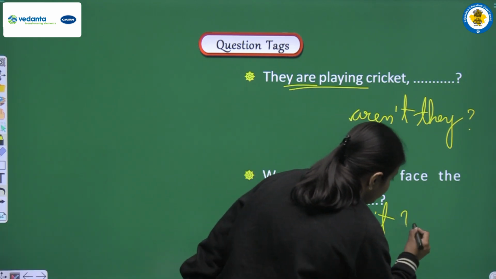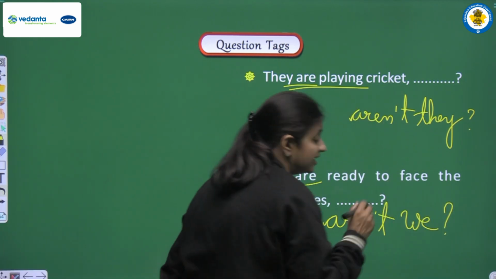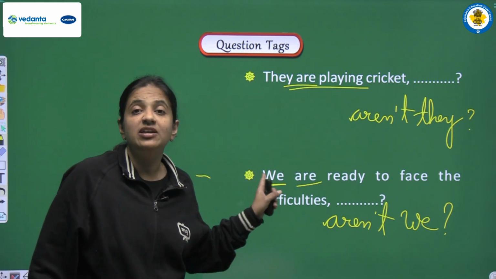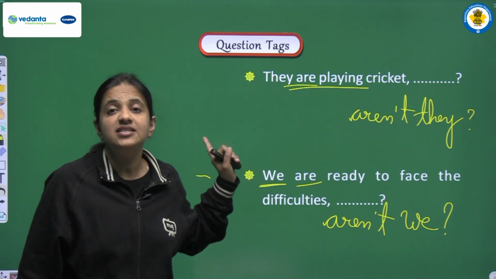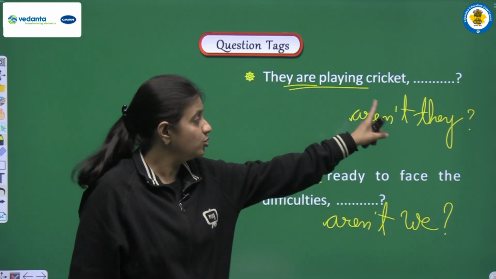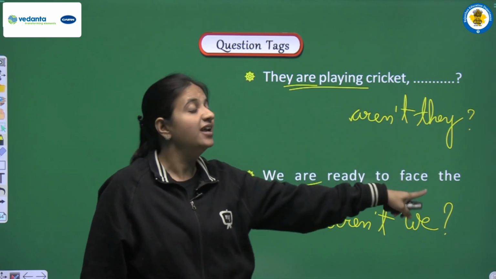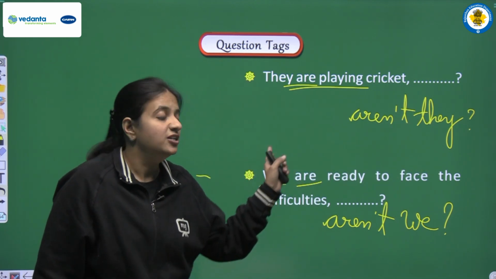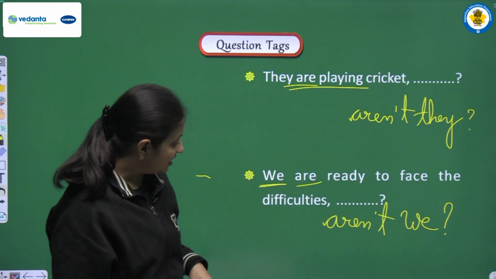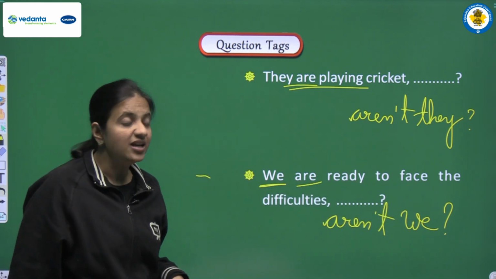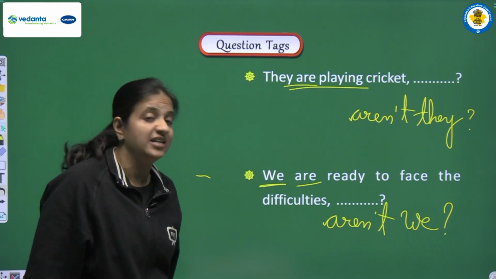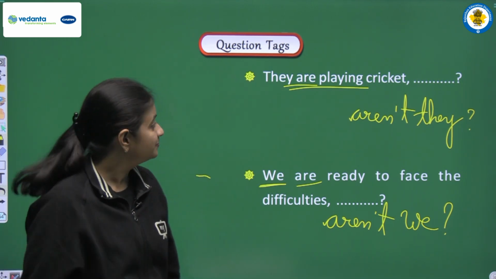So students, you have to be very careful, read the sentence again and again and try to understand what the subject is, and if you are having the pronoun, then you have to use the same pronoun in the question tag. In the earlier sentence we were having they, so we used the same word, that is they. In this sentence we are having we, so yes, we use the same pronoun, same word, that is we. So here our question tag will be aren't we, and the complete sentence will be we are ready to face the difficulties, aren't we? Okay.